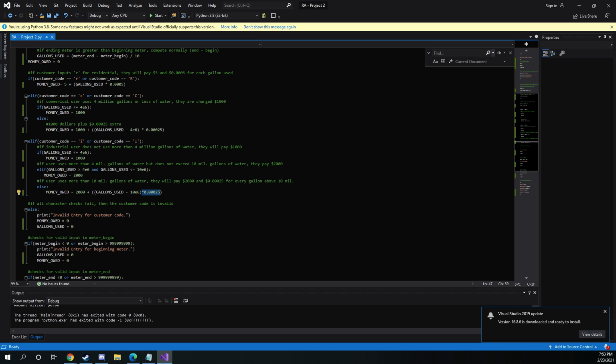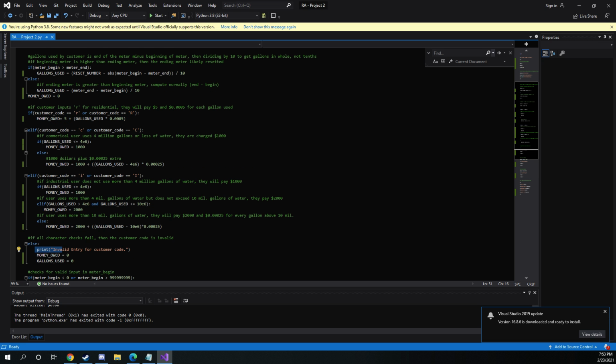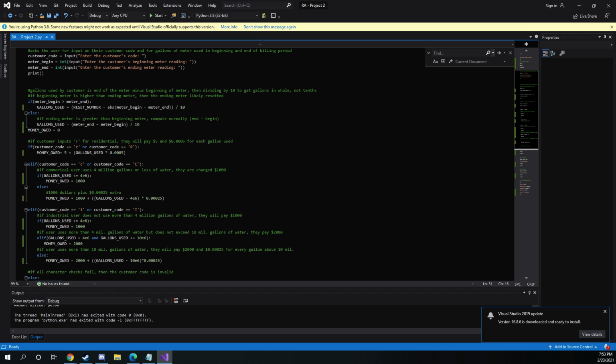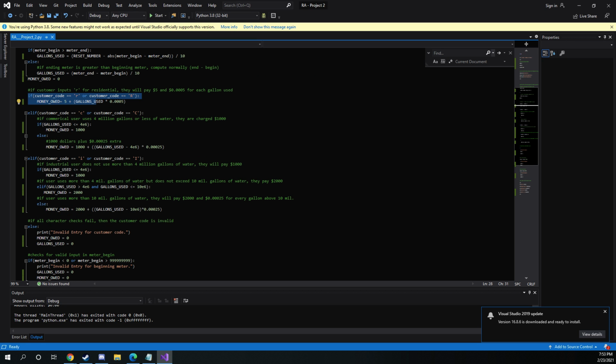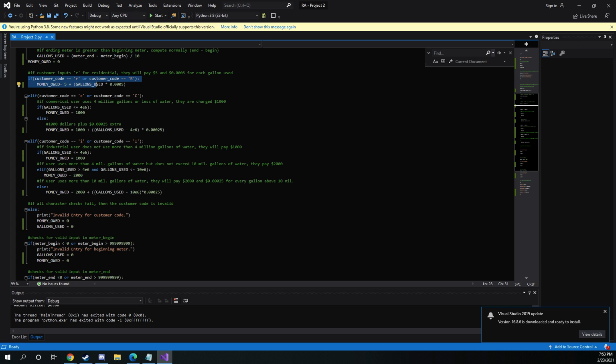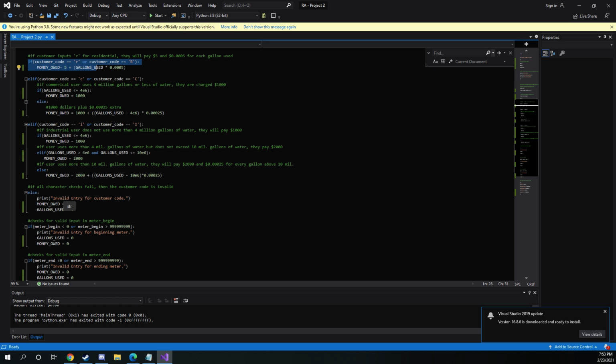Now, the next line we have is an else statement from the very first if we had for customer code. So if the customer did not put in R, capital R, C, I, capital I, then they likely put in an invalid entry for their customer code. So if they put in an invalid entry like T or Z or something other than R, C, or I, then we're not going to compute any valid input for them. We're just going to say that they owe $0 and they only used 0 gallons of water because they put in an invalid input for their customer code.